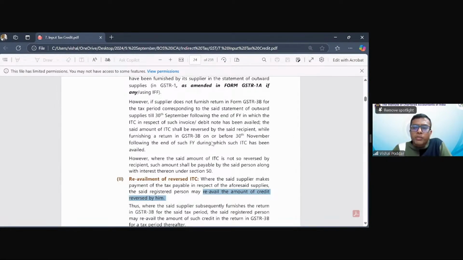So it becomes my loss, because understand this, I have paid to Rahul 100 rupees for goods plus 18 rupees for tax. This 18 I should have got as ITC. I took ITC, but I had to reverse because Rahul did not file his returns. Now, if he never files his return, let us see, now he's absconding, he closed his business, whatever. 18 rupees is my loss. I have paid it to Rahul and still I'm not able to get the credit.